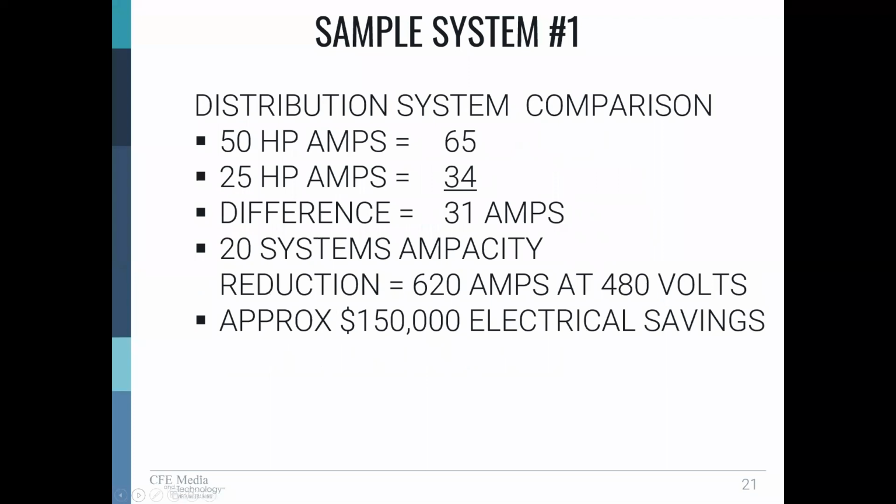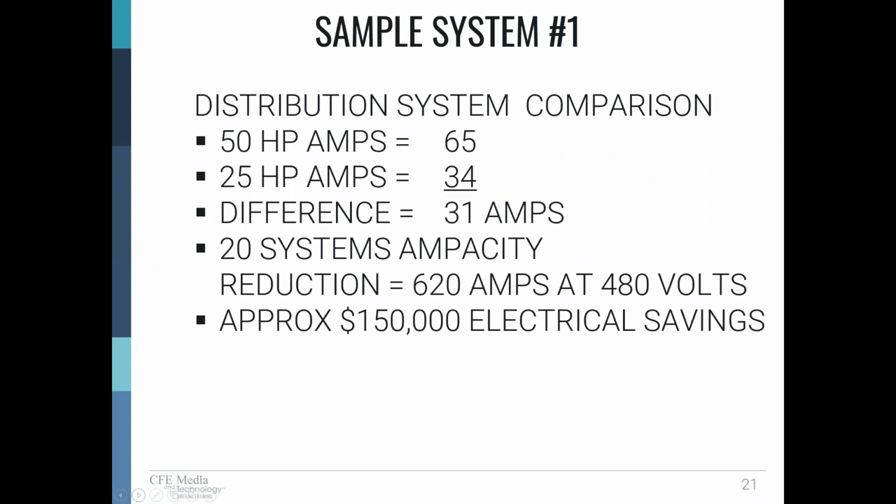Now, because we've reduced the electrical load in the building, the 50 horsepower motor operates at 65 amps full load. The 25 horsepower motor operates at 34 amps full load, or a difference of 31 amps. You're going to ask, why is it we're using actual full load amps instead of the operating amps?